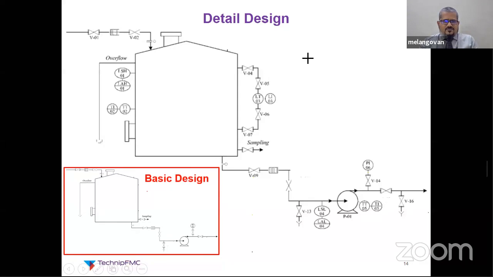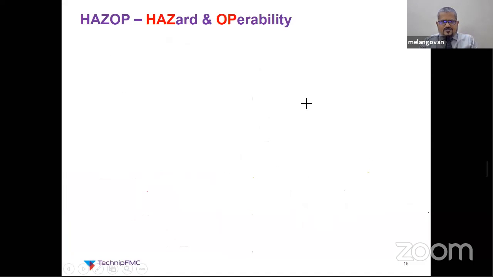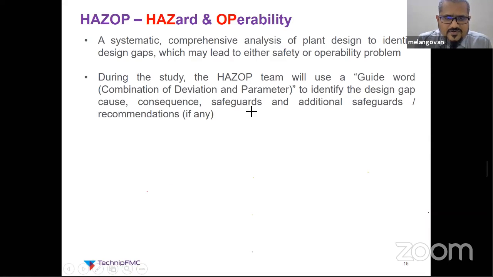So perfect. We have the detailed design. Now, what process safety improvements can I make with the detailed design? So we have the HAZOP. Let's do the HAZOP for this process plant at the detailed design stage. What is HAZOP? HAZOP is called hazard and operability study. There are two keywords here, hazard and operability.